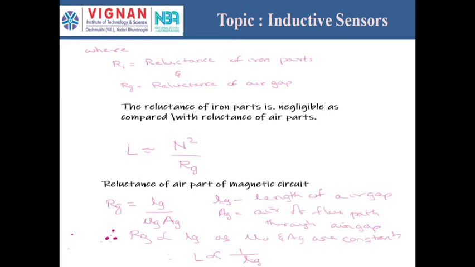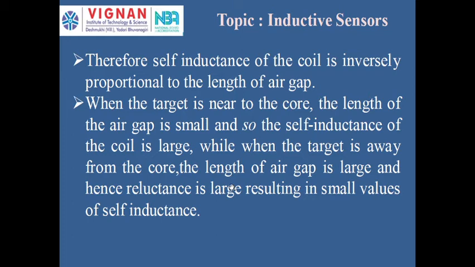So if you observe this, the inductance is proportional to 1 by length. Why? Because reluctance is proportional to length, where these two are constants. So the reluctance of the air part is proportional to length. As inductance is inversely proportional to reluctance, we can say that the inductance is inversely proportional to the length of the air gap. That means the self-inductance of the coil is inversely proportional to the length of the air gap.